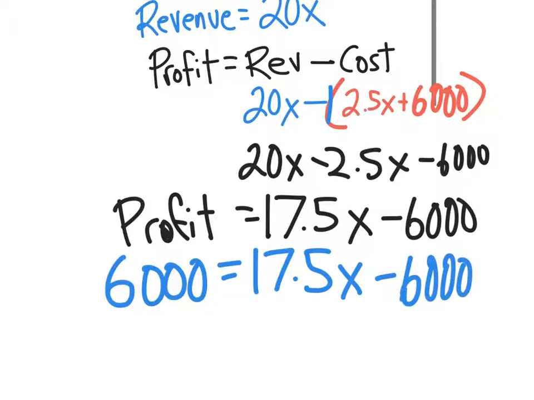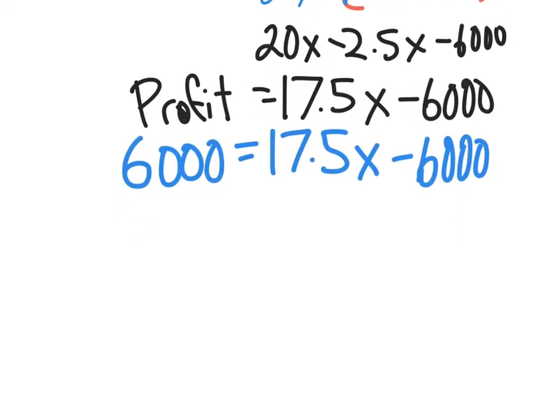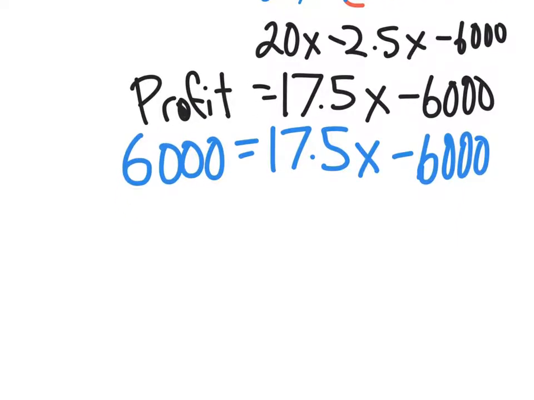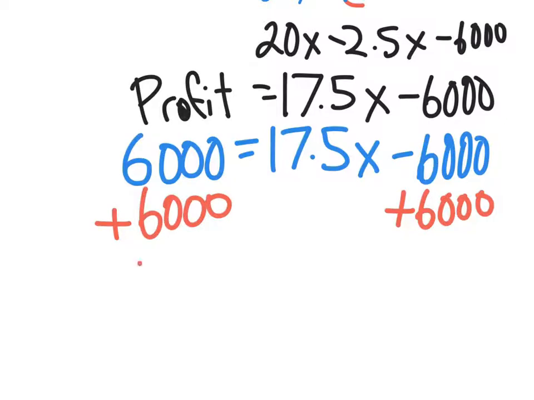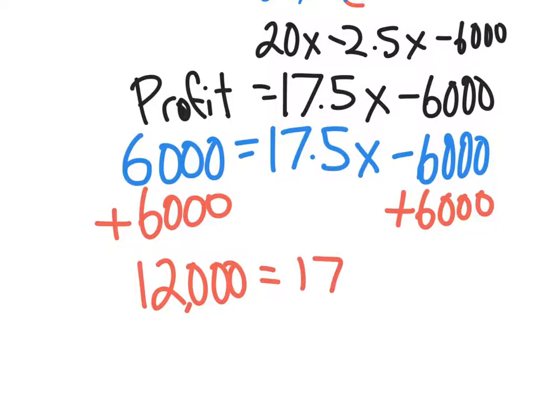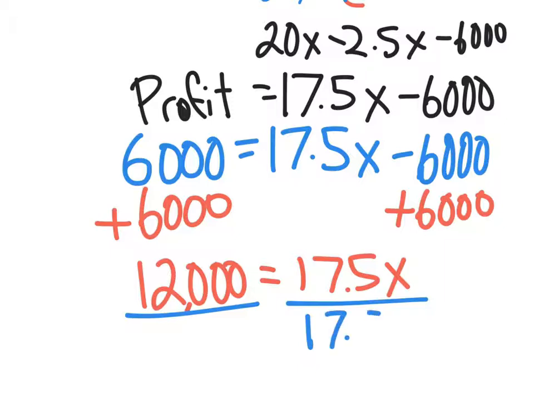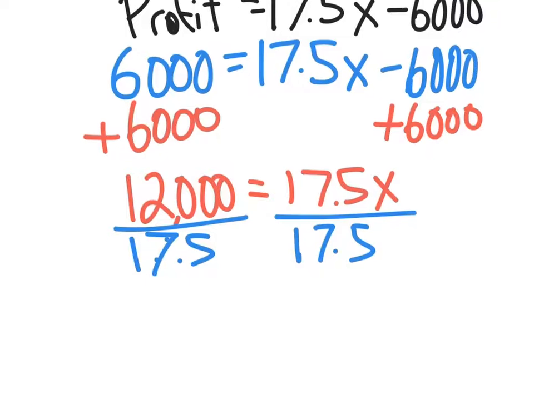As always, we need to isolate for x. To do that, we've got to get rid of this -6,000, so we're going to add 6,000. If we add 6,000 to one side, we have to do it to the other. Now all of a sudden we've got 12,000 equals 17.5x. To isolate for x, we've got to divide both sides by 17.5. I can't divide 12,000 by 17.5 in my head, so let's bust out our handy dandy calculator.